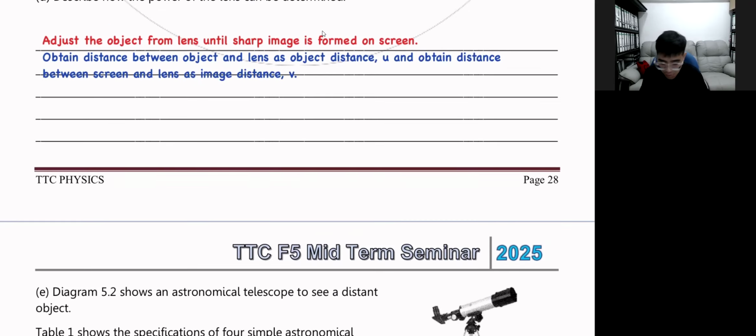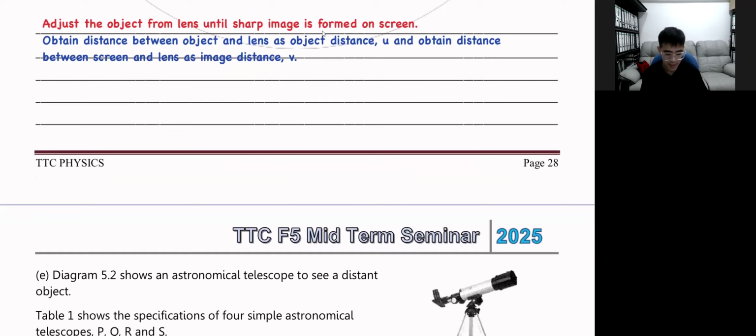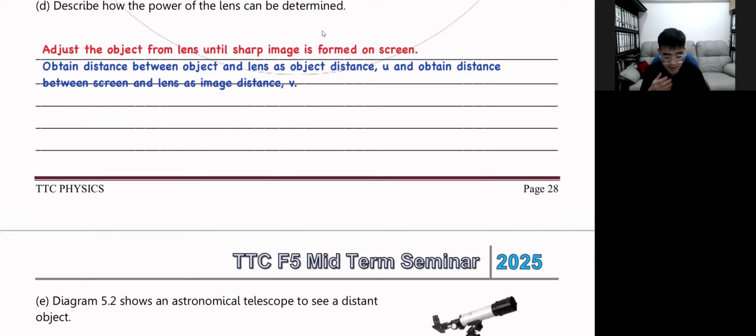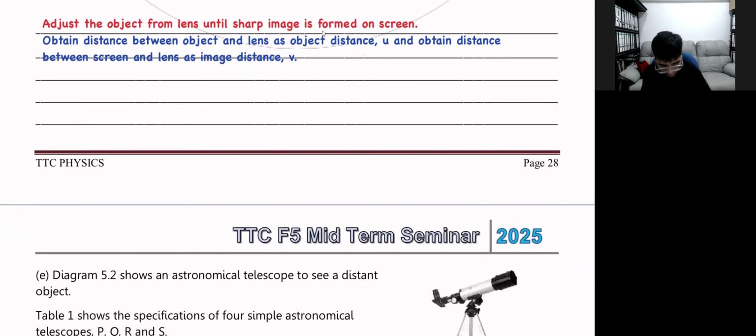So once you have the V and the U, you can calculate the focal length. Because first you need the focal length, and then later you need to use this focal length to get the power of the lens. So that's how you determine the power of the lens. You are describing the whole process. The third step is to calculate the focal length of the lens using the formula called the lens formula, 1 over f equals 1 over u plus 1 over v. So calculate the focal length of the lens using the lens formula.